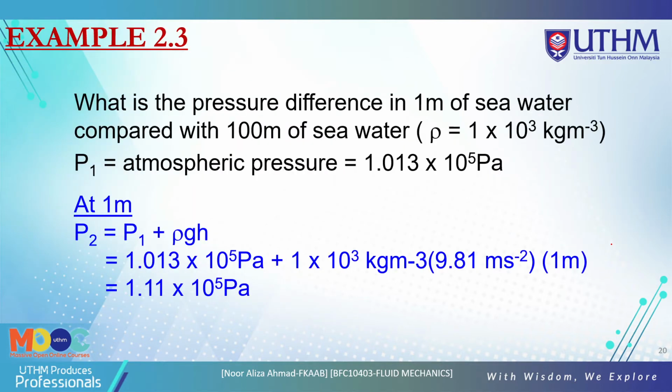Okay, so now we look at example 2.3. What is the pressure difference in 1 meter of seawater compared with 100 meters of seawater? The atmospheric pressure is 1.013 times 10 to the power of 5 Pascal. So they give you the atmospheric pressure as this value. Okay, so actually this is the figure for this concept.